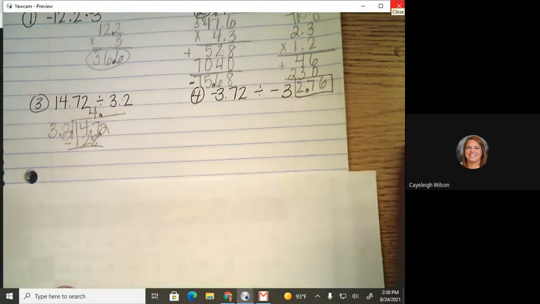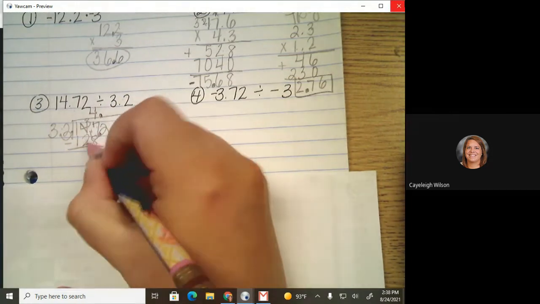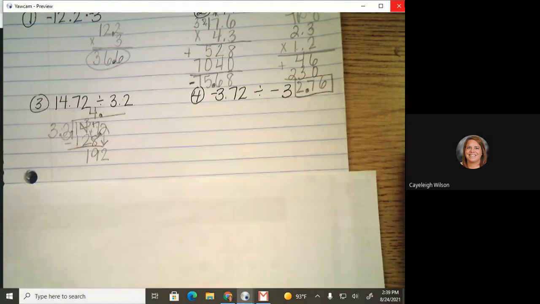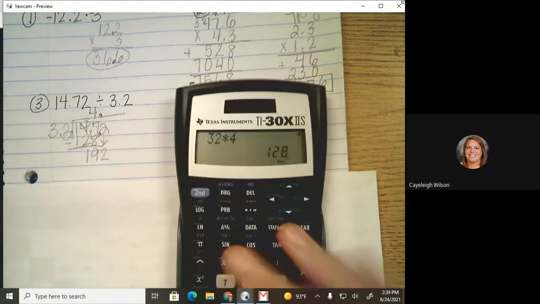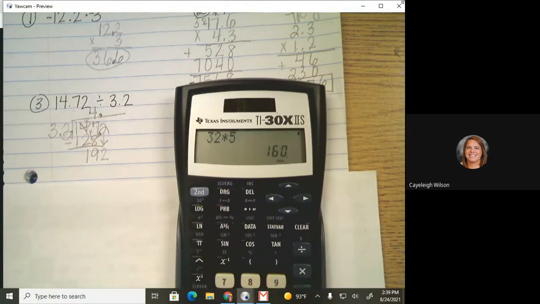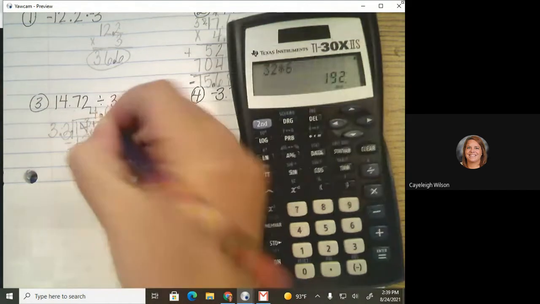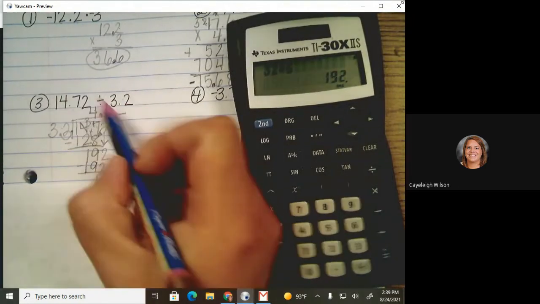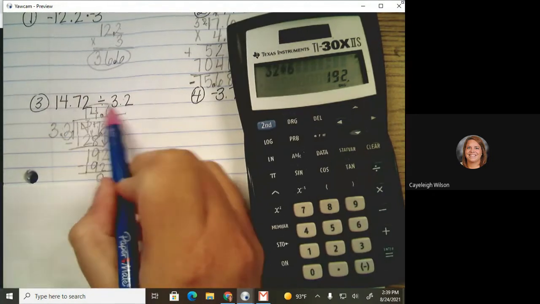So I'm going to subtract that. So that's going to be 17 minus 8, which is 9, 3 minus 2, which is 1. And then I'm going to bring down that next number. So 4 times 32 made 128. So let me try 32 times 5, 160. Let me try 32 times 6. Bingo, there's 192. So this is going to be 6, 192, subtract, and I get 0. So my answer, it's a positive divided by a positive, so my answer is going to be positive 4.6.